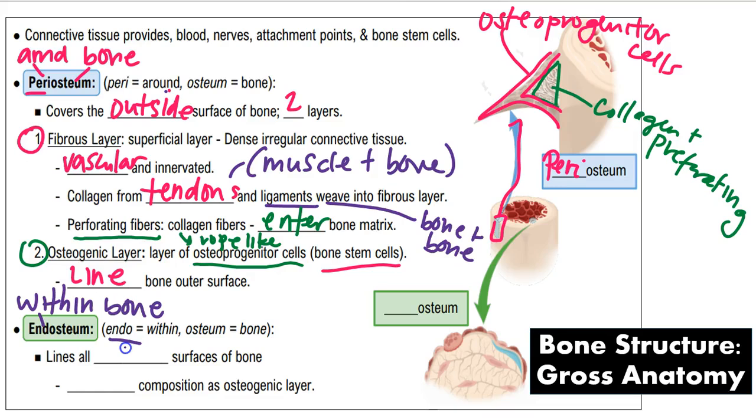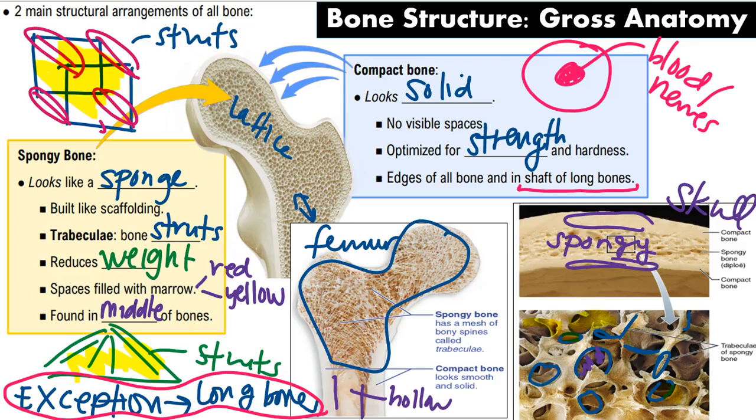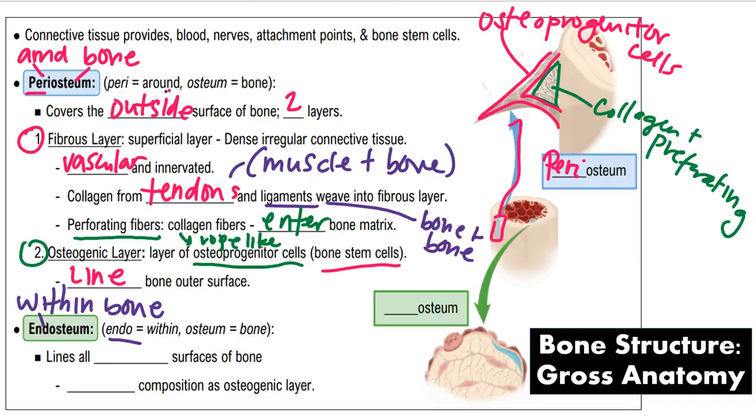So all those different trabeculae, and let me go back to that. All those trabeculae that we saw here are going to be lined with our endosteum. All of this is lined with endosteum. And then that cavity that we see here as well is going to be lined with endosteum. All of it. And so, again, you can also say this is going to line all inner surfaces of bone. And it is made of the same composition as the osteogenic layer. So, again, it's basically made of those bone stem cells, which means it can give rise to any type of bone cell that is needed.